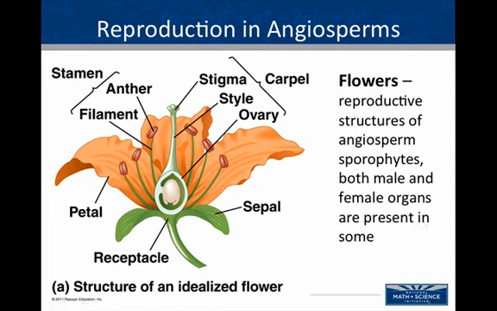So let's talk about reproduction in angiosperms specifically, right? So this is the anatomy of a flower. Look, it's prior knowledge, but we're going to do a quick brief review here. This idealized flower has male structures called the stamen, which is composed of both an anther and a filament. The anther is the site of pollen production.